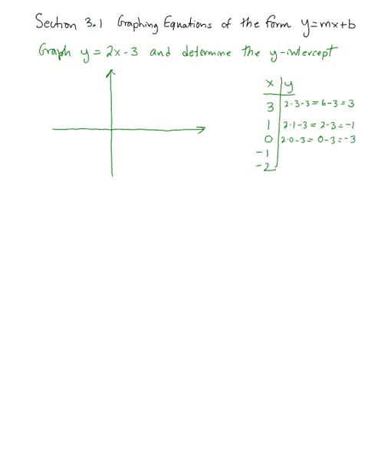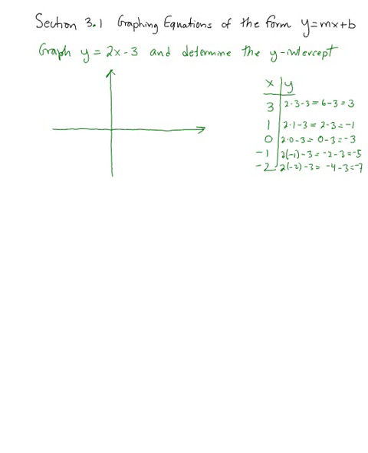Now, be careful when you plug in negative numbers. Again, like I talked about before, when I plug in numbers, in particular negative numbers, it's always a good idea to use parentheses. So I'd write this as 2 times (-1) minus 3. That's -2 minus 3, which is -5. And finally, 2 times (-2) minus 3, -4 minus 3, which is -7.